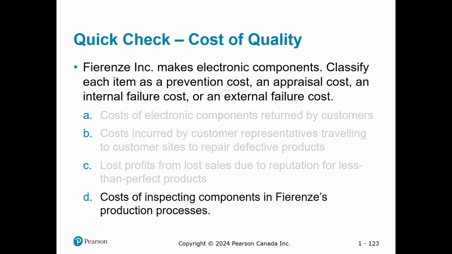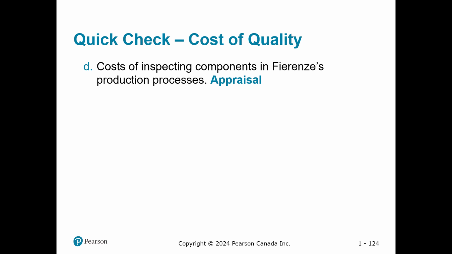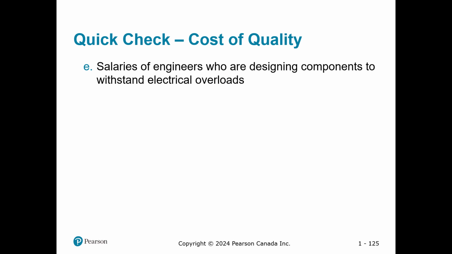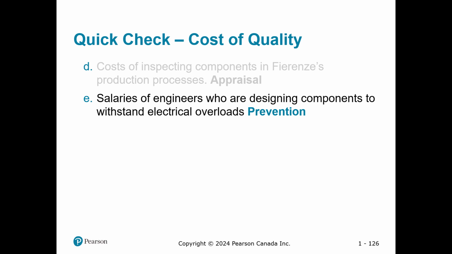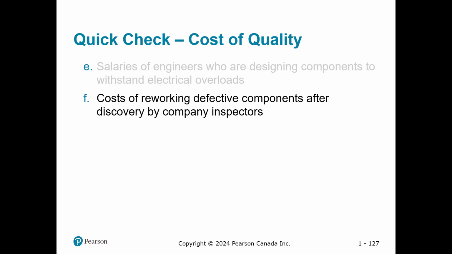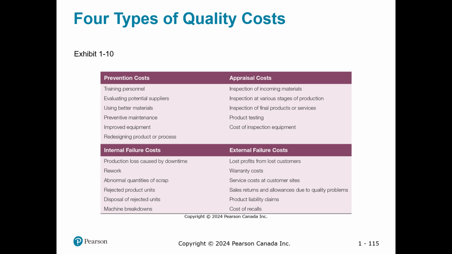Cost of inspecting components in their production process. They're inspecting before they send them out to the customer. This is an appraisal cost. Salaries of engineers who are designing components to withstand electrical overloads. I'm preventing problems. Preventative costs. Cost of reworking defective components after discovery by company inspectors. So the inspector discovers something and we bring it back to the production line. This is an internal cost. So again, the type of question you're going to get, I'm going to give you a bunch of examples and I'm going to say, which one is it? And you have to be able to choose.